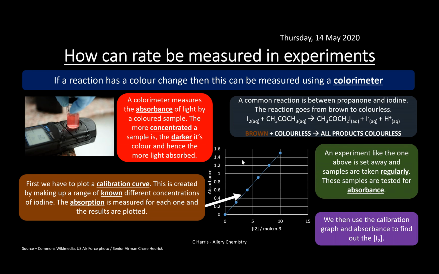And then what we do is we use this calibration curve that we've created, and absorbance, and we find out the concentration of iodine. So we look at the sample that we've got, we stop it at a particular time point, and then we measure the absorbance, because we measure the absorbance from the test tube. Once we know the absorbance, we can use the calibration graph to work out the concentration of iodine at that point.